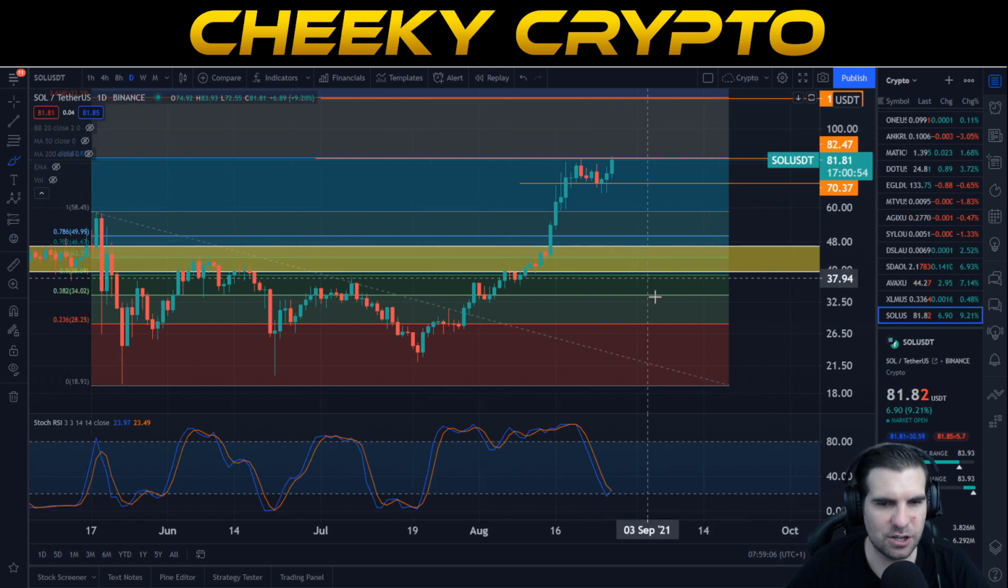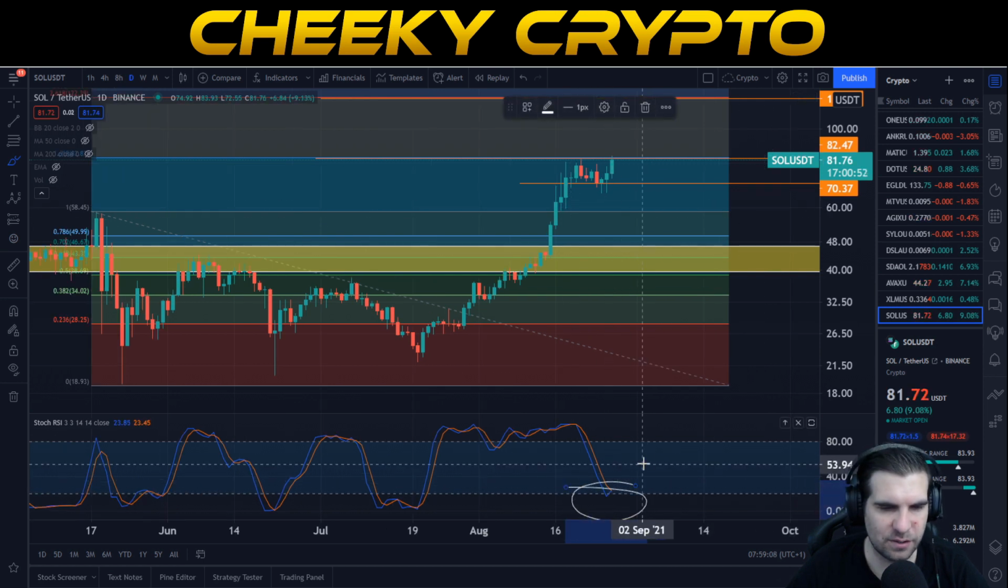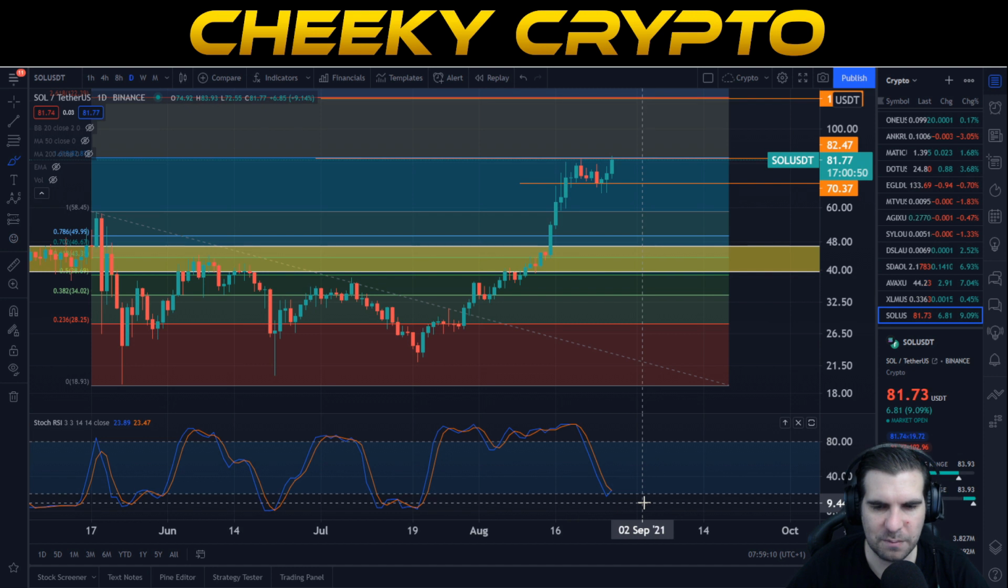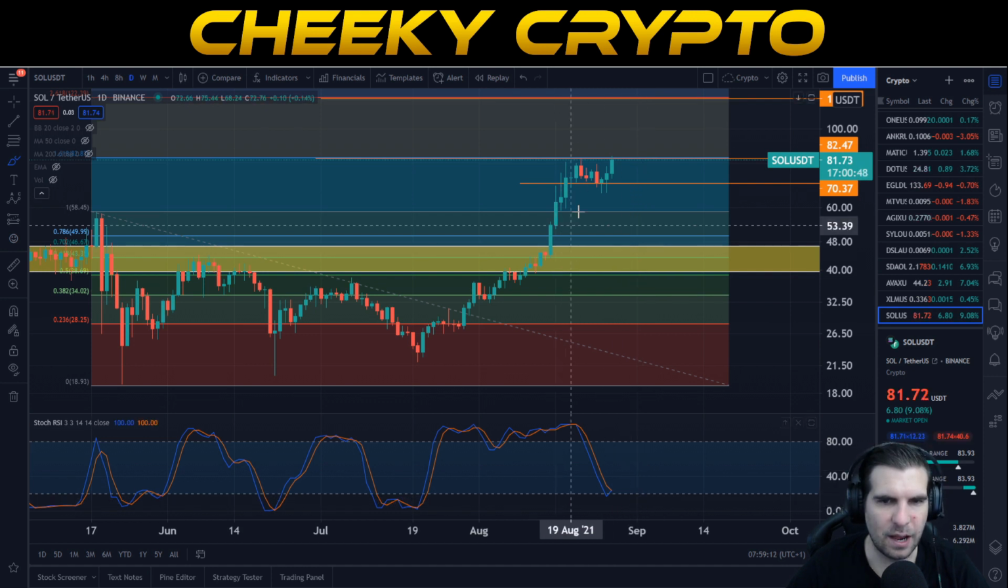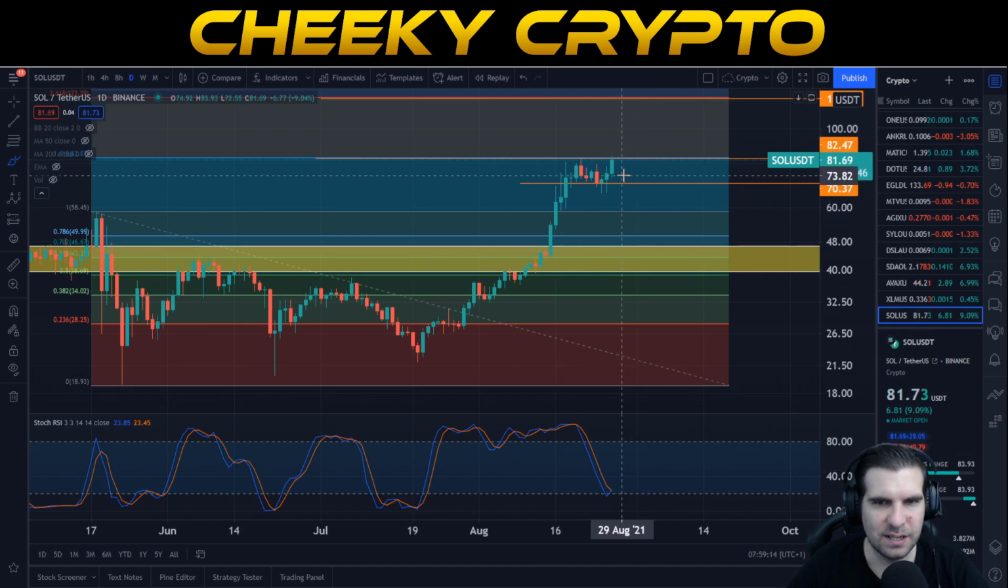$70.37. On this daily chart, things are nicely corrected, as I said, on that stochastic, heading to the oversold area, but not oversold just yet. So there is still a bit of progress here to say that we might see a pullback. But with that being said, we are doing very well at the moment.